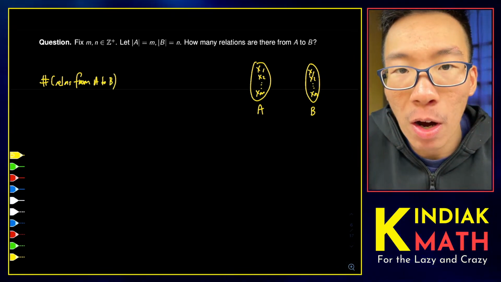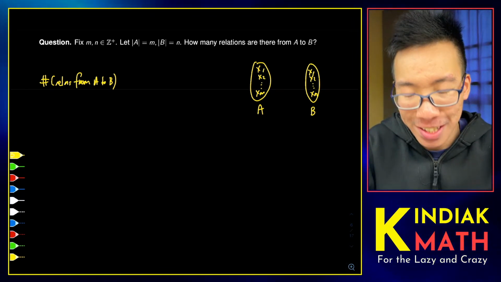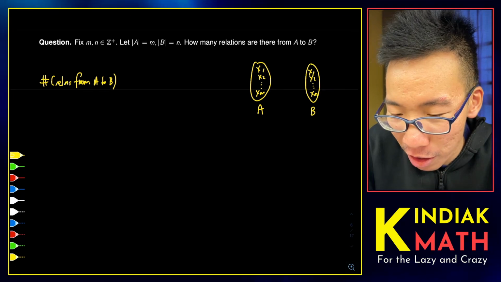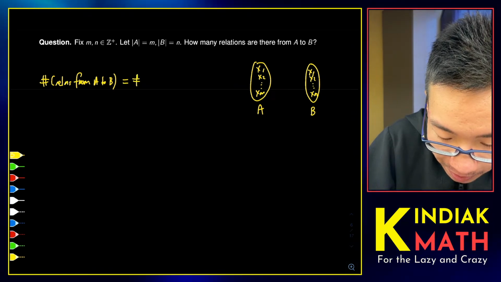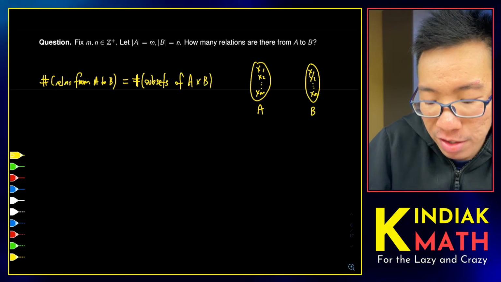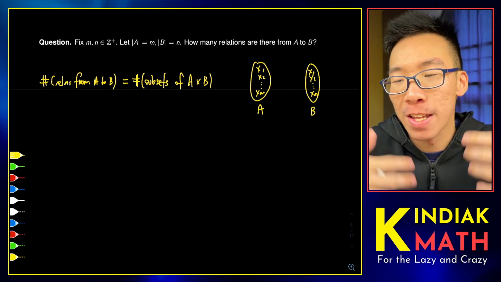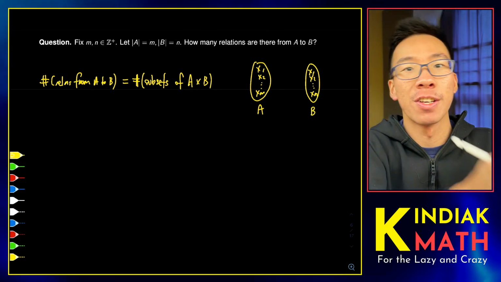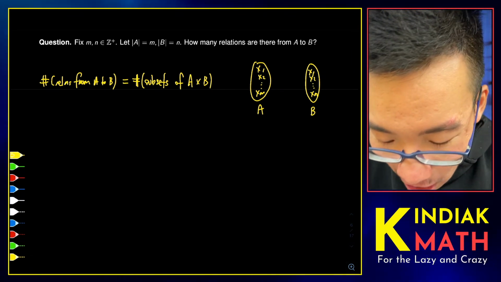Now, to calculate the number of relations from A to B, we might want to first ask, what do we mean by a relation from A to B? If you have forgotten what a relation is, you can go check out the stream or the video on relations. And over there, we define a relation as a subset of A cross B. It's a choice of connections from A to B. This is represented by ordered pairs, and therefore every subset of all of the ordered pairs will give you a relation, and vice versa. So we need to count the number of subsets of A cross B.